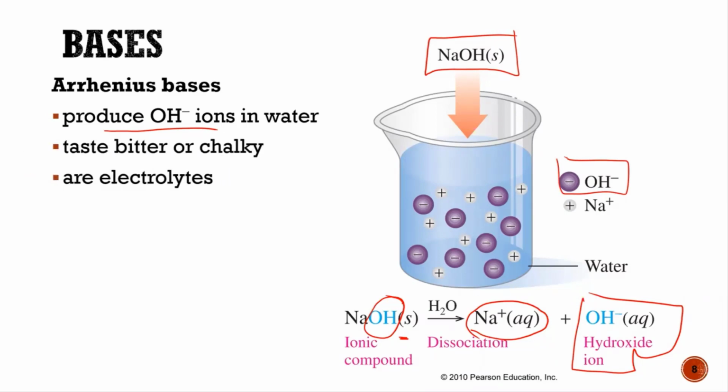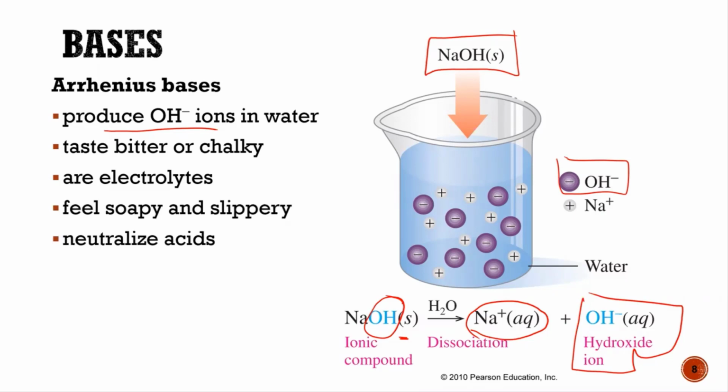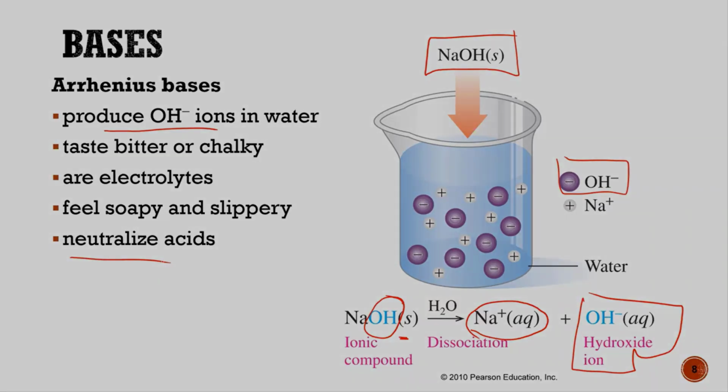Now, they're bitter. They're also electrolytes, because electrolytes just means they produce ions in solution, and they do. Your soaps typically are basic, and they give you that slippery, soapy feel. They're basically conjugate bases to really weak, long chain carboxylic acids. That's what soaps are. They're carboxylate ions. And the other thing is we saw that bases neutralize acid in the earlier discussion of neutralization reactions.